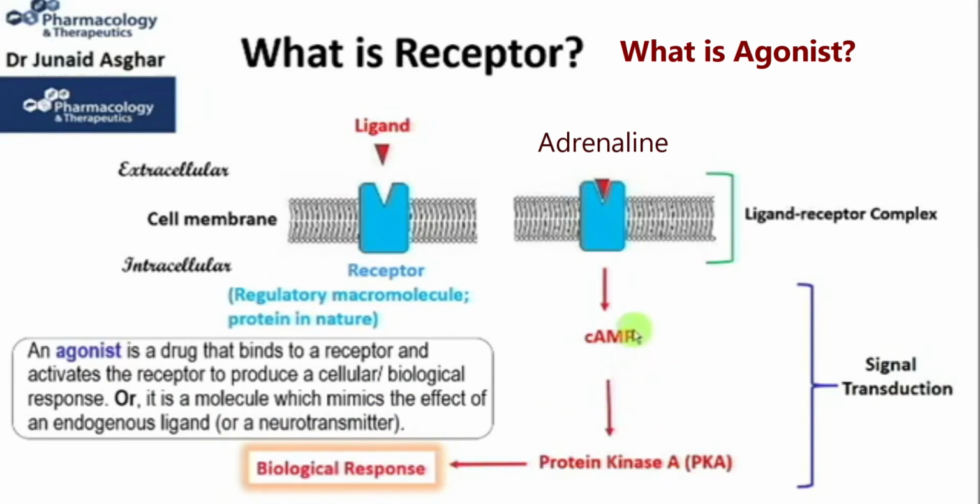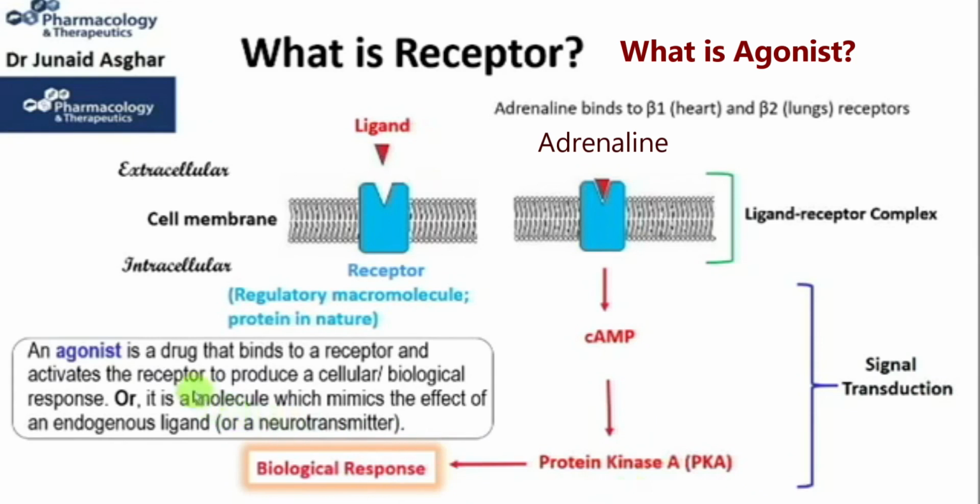I repeat, the adrenaline will stimulate the receptor, which is the beta receptor, both beta 1 and beta 2. Beta 1, as you know, is present in the heart. Beta 2 is present in the lungs. It will activate the cytosolic cyclic AMP. After that, PKA, a protein kinase A in the cytosol, will be activated. That will eventually lead to the biological response, which is tachycardia and bronchodilation.